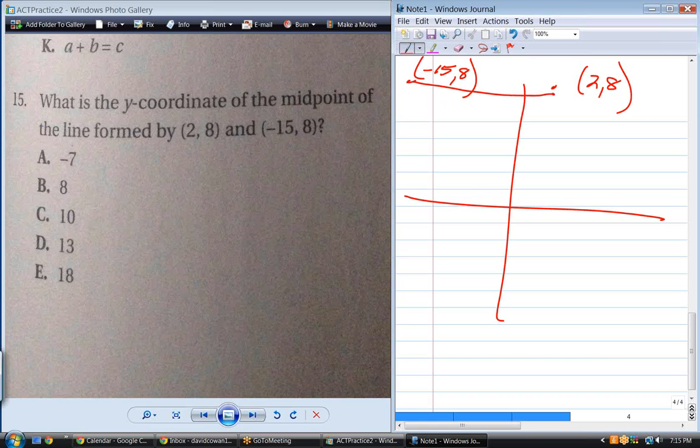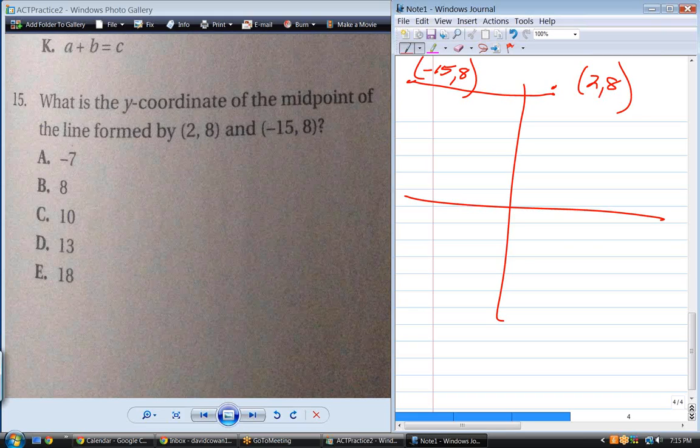Midpoint is, so the what's the y coordinate of the midpoint? Forget the x coordinate. The y coordinate's 8. Okay, that's all you need. That's all they wanted to know. However, what's the x coordinate?